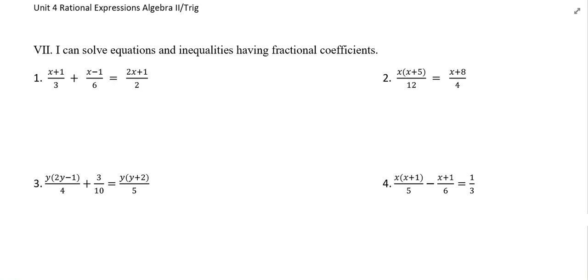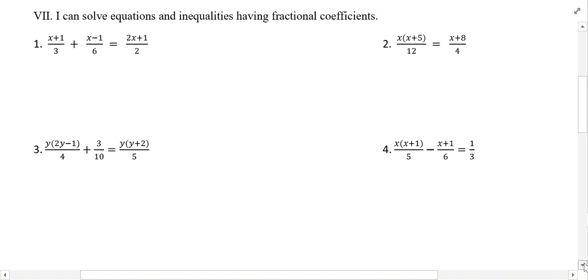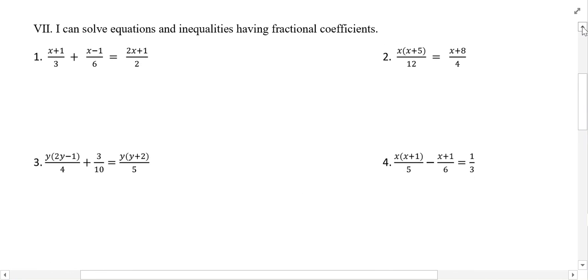Okay, so what we're doing here, it says I can solve equations and inequalities having fractional coefficients. What you need to do is start by getting rid of all these fractions. Just like what we did in complex fractions, you want to look for the common denominator, multiply that to the numerator, and then simplify. But you have to remember when you're doing this, all these expressions are in their own set of parentheses.